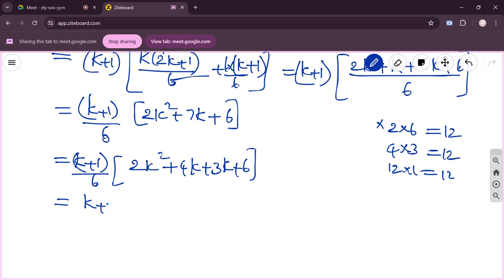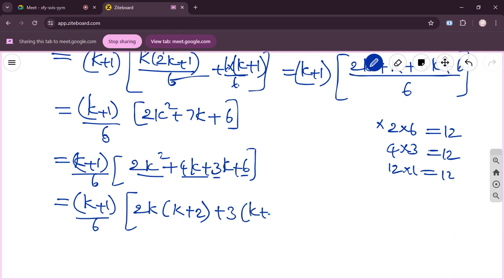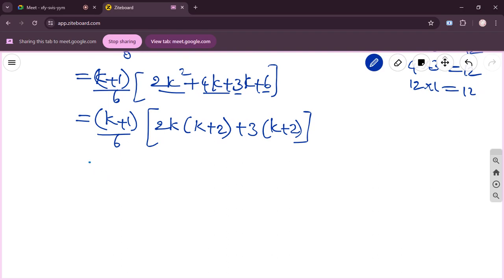It is equal to k plus 1 over 6. In the first two terms, taking 2k common: in the first term, k is left, and in the second it is 2. In the last two terms, taking 3 common, 3 into k plus 2. 3 twos are 6, 3 into k, 3k. 2k into k, 2k square, 2k into 2, 4k. Next, k plus 2 is common. K plus 1 into k plus 2 is common. This is 2k plus 3 over 6.